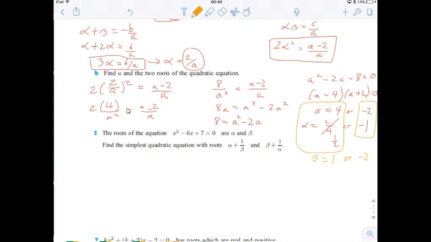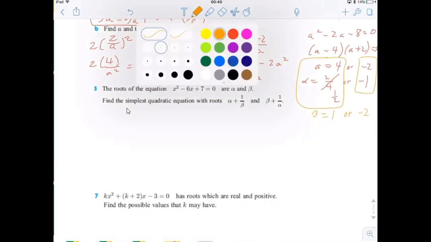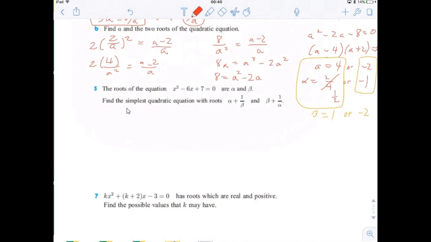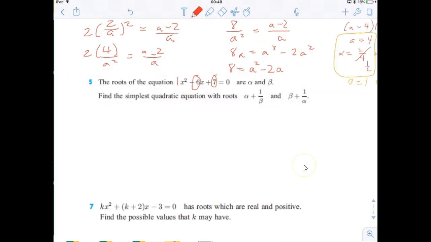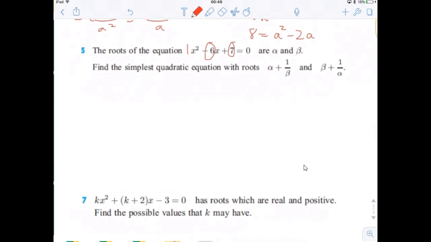Okay, all right. Number 5. The roots of the equation x squared minus 6x plus 7 equals 0 are alpha and beta. Find the simplest quadratic equation with the roots alpha plus 1 over beta and beta plus 1 over alpha. Well, now this is not an easy problem. I paused this video and I thought about it for a while, so that's why I can give you the answer now, okay? This has 2 directions you're going to go in.